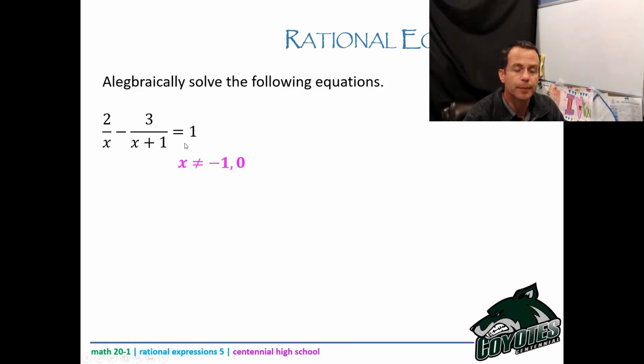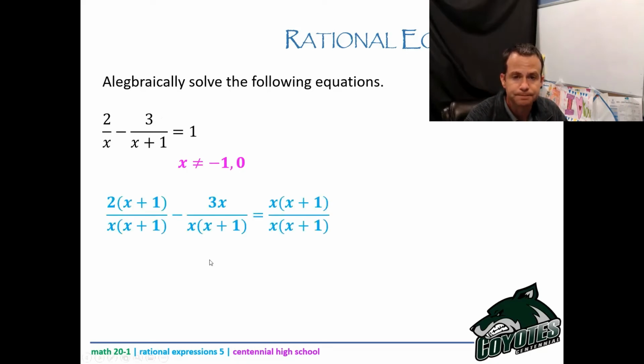Now I need a common denominator. So my common denominator is going to be x times x plus 1. For this first fraction, I need the x plus 1, so I'll put an x plus 1 on the top and on the bottom to maintain the equivalency. On the second one, I need an x, so x will go on the top and the bottom. And for this one, this is like a 1 over 1, so I'm going to need both the x and the x plus 1. So I essentially will have x times x plus 1 over x times x plus 1. Okay, so that's looking like this.